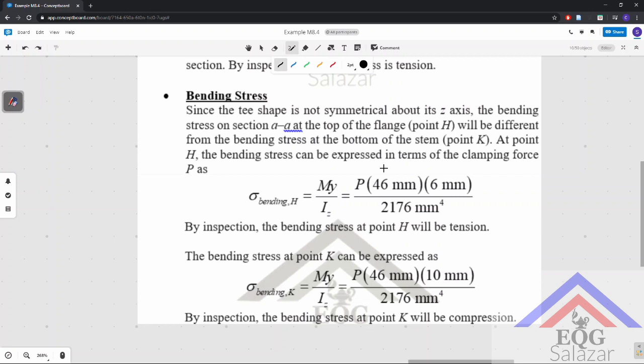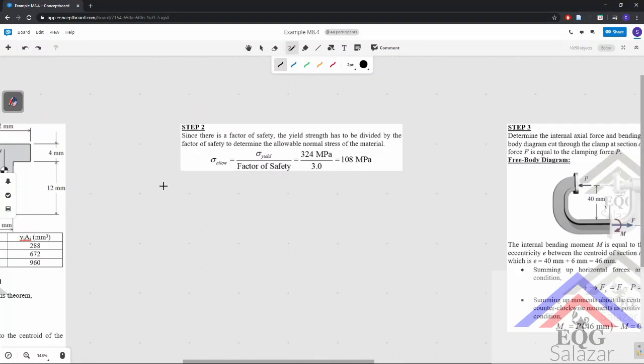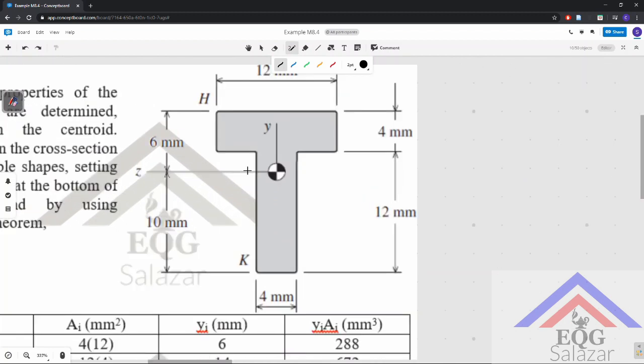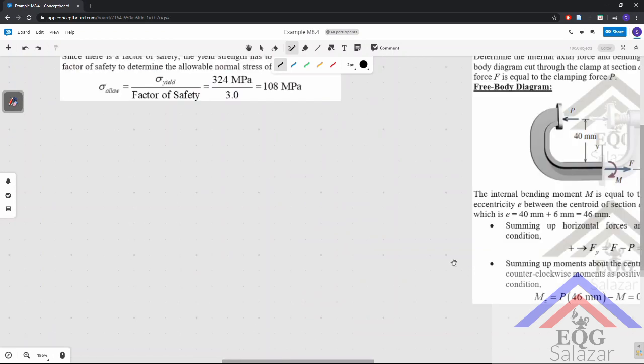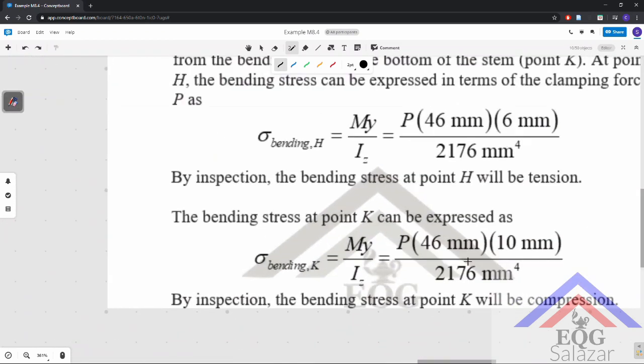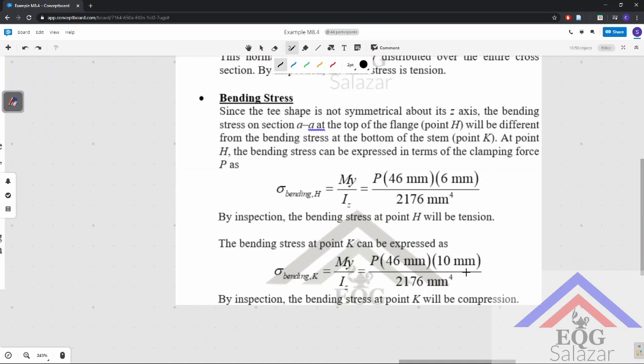We already have I. We already have M. We have M, which is P times 46. Y is 6 mm because that is the distance from the centroid towards the outermost fiber where H resides. Okay, and so goes for K. So we have 6 and 10 here.